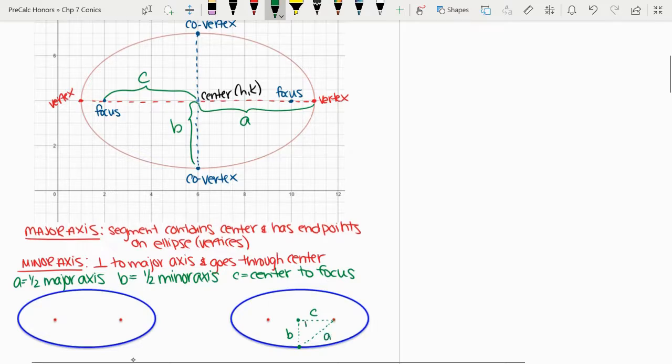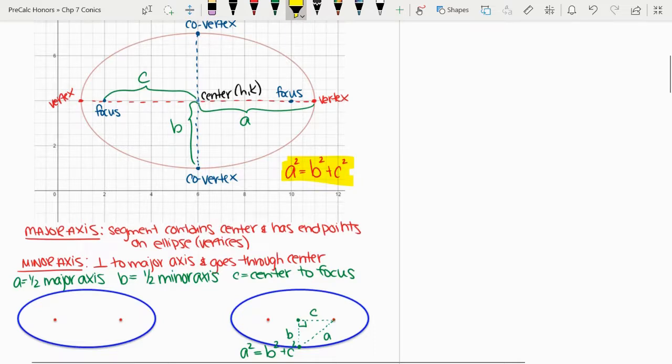That's A. So the relationship between A, B, and C, it's a Pythagorean relationship, but notice A is our hypotenuse. So our relationship is A squared equals B squared plus C squared. Now I'm going to write that up here again. A squared equals B squared plus C squared. That is probably the most important relationship that we'll have in our ellipse.